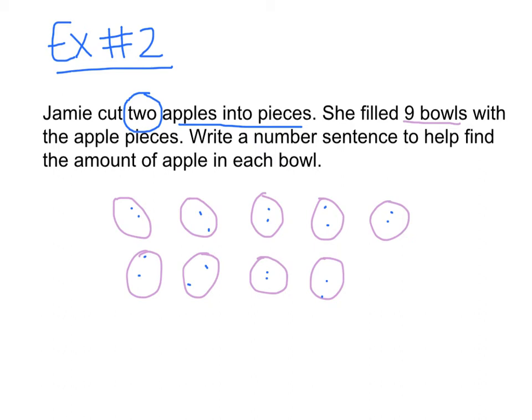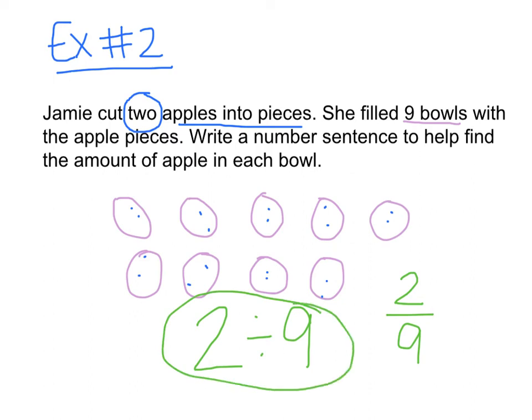2 apples. So my division expression is going to be the 2 apples divided up into 9 bowls. If I were to write that as a fraction, then it would be 2/9. And this is my answer. 2 divided by 9. I'm cutting up 2 apples into 9 bowls.